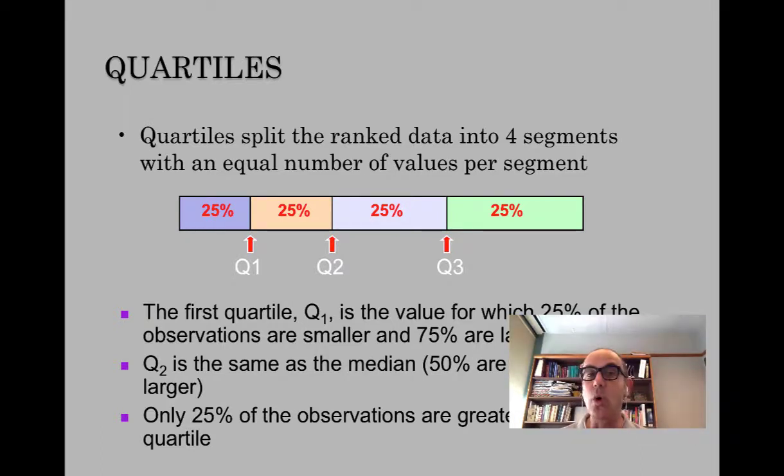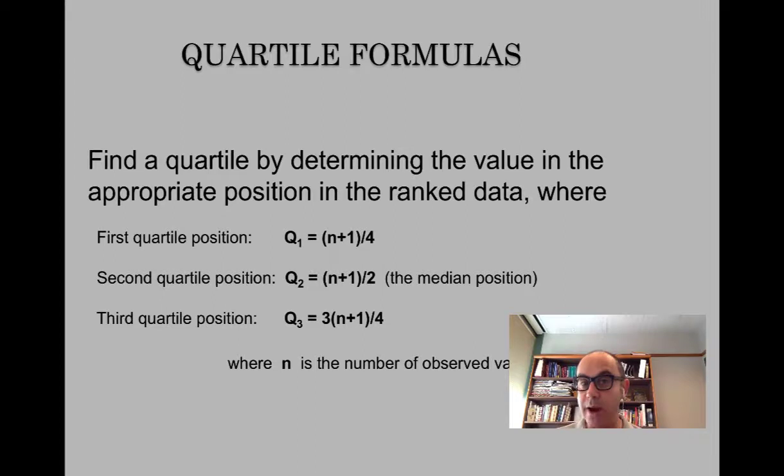The next one is quartiles. With quartiles, we divide the entire data set into 4 segments with an equal number of values per segment. So we have quartile 1, which is the value where 25% of the observations are smaller, and they are smaller than 75% of the rest of the data set. Quartile 2 is the median, where 50% are smaller and 50% are larger, and only 25% of the observations are greater than the third quartile. This is how we operate in this case.